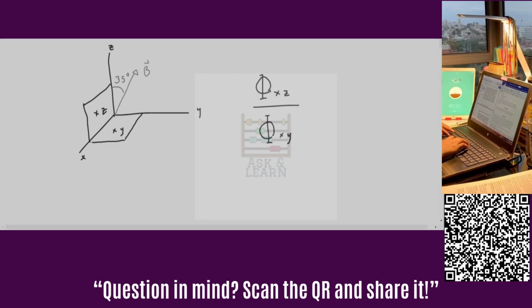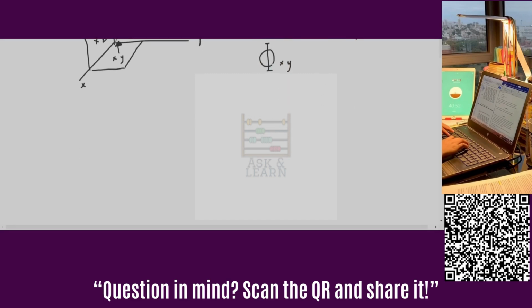So we can make an early prediction here and try to figure out which of these will have more flux since they're identical. Since the magnetic field is more parallel to the normal of the XY surface than it is to the normal of the XZ surface, the XY flux is going to be greater than that of the XZ, and this ratio will be less than 1. So we can intuitively check our answer based on our prediction at the start.